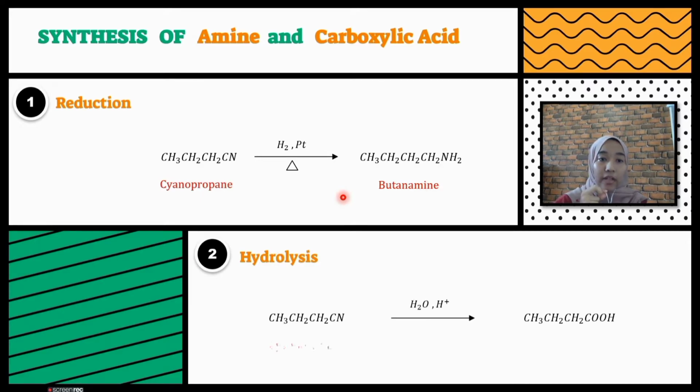Second, that's for the hydrolysis process. The nitrile compound will give carboxylic acid as the product. The cyanopropane will react with H2O and H+. The CN here, as you can see, will be substituted with COOH, and then it will form butanoic acid.